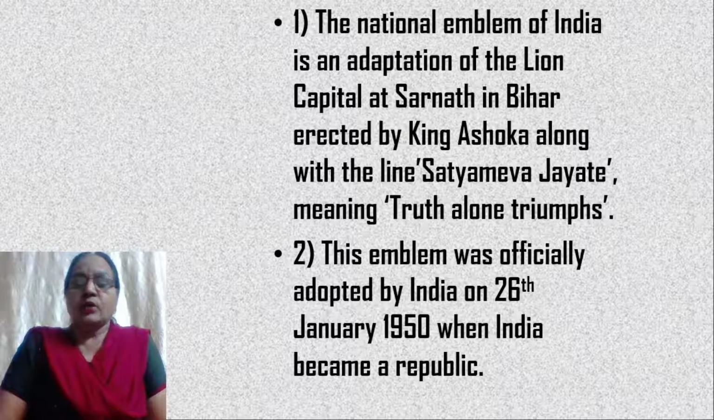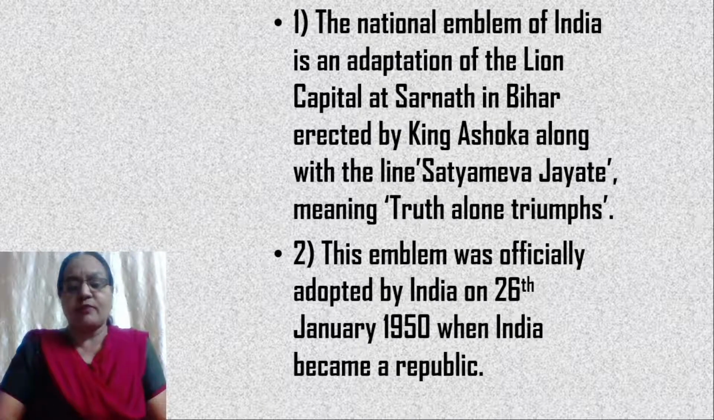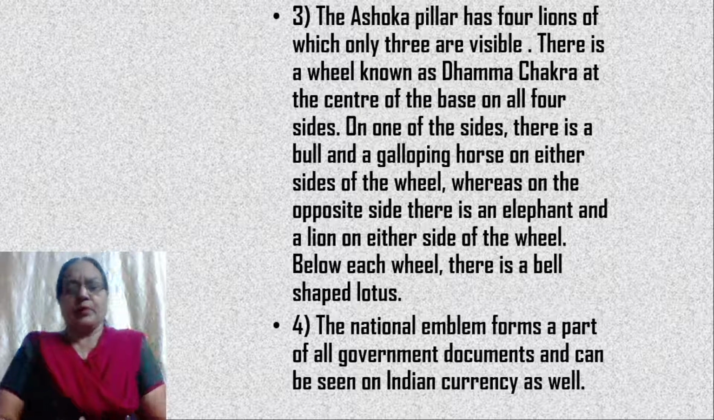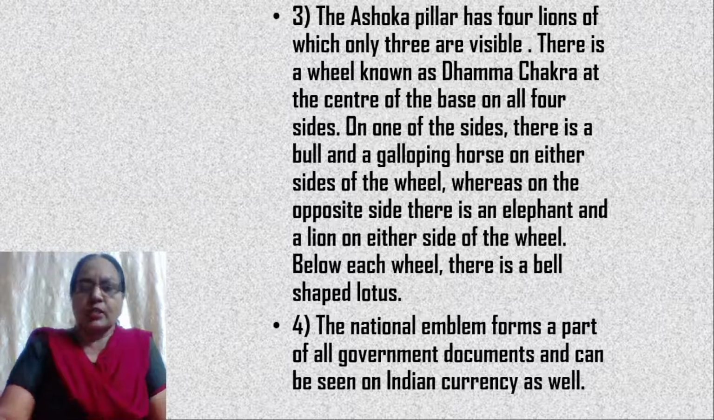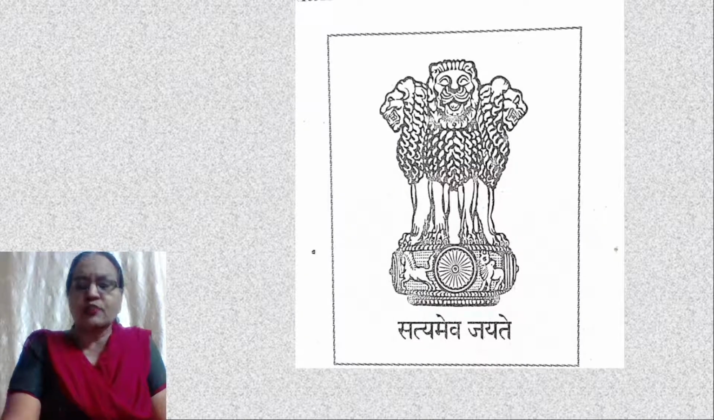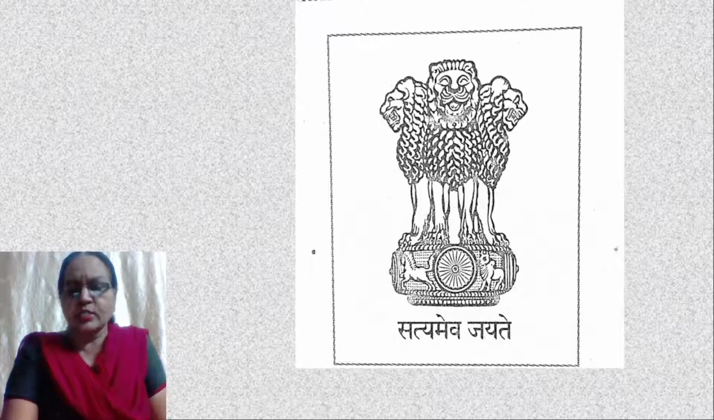Now this emblem was officially adopted by India on 26 January 1950 when India became a republic. If you look at the picture, you'll find only three lions, the faces of three lions are seen. The fourth is seen at the back. Down at the bottom, you can see the two animals, the horse as well as the bull.